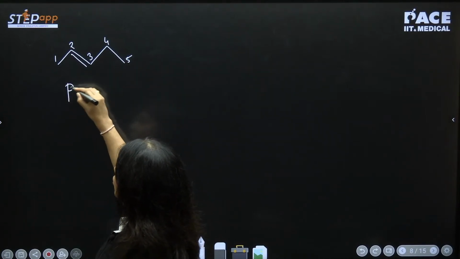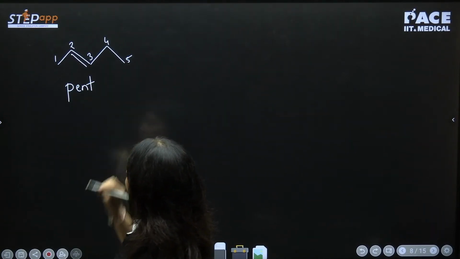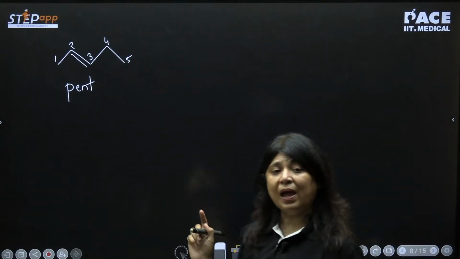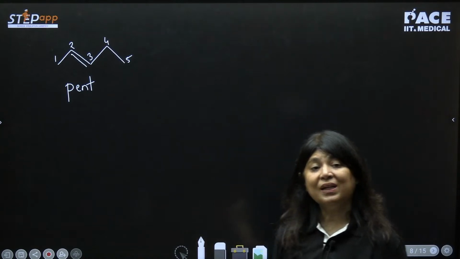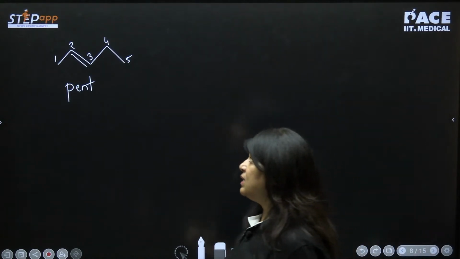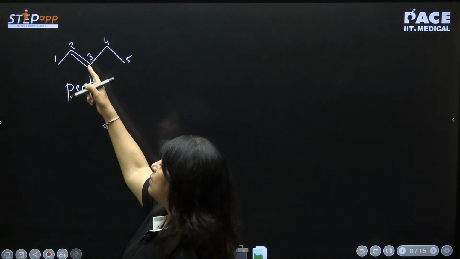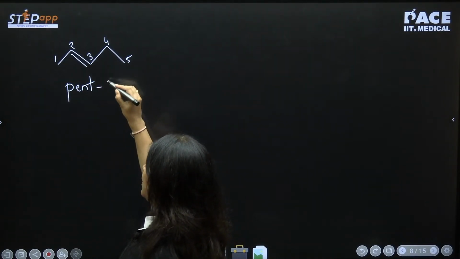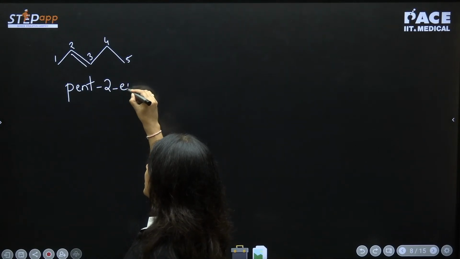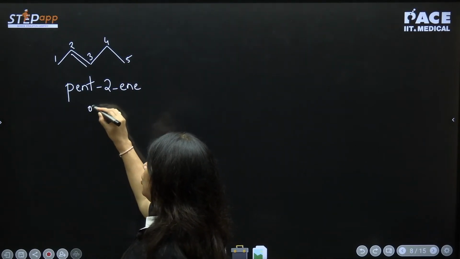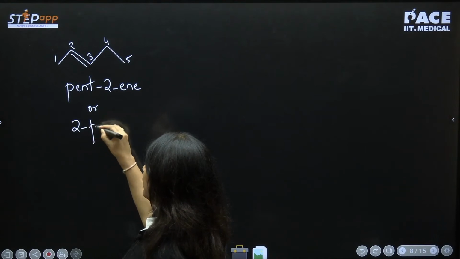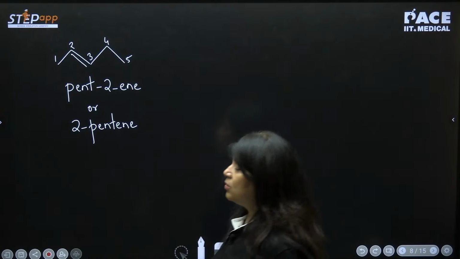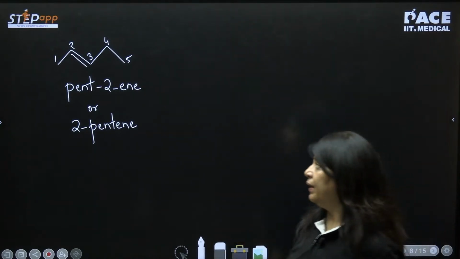So the root word I am going to use here is pent. Again, the organic compound has a carbon-carbon double bond, so it is unsaturated. And if it is unsaturated, I have to use the primary suffix as "ene" because of the carbon-carbon double bond. The ene group is present on the second carbon, so it is pent-2-ene, or you can also call it 2-pentene. Okay, so pent-2-ene or 2-pentene.